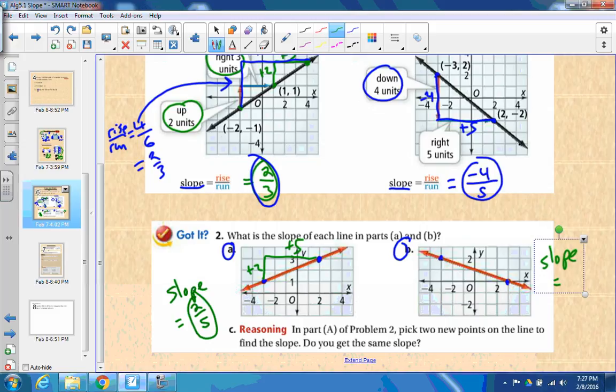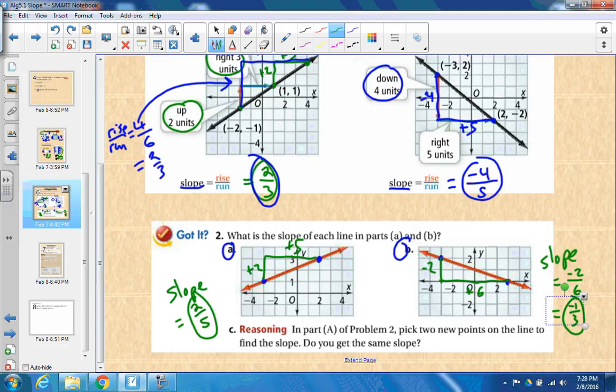And then for B, it looks like we're going down to get from right to left. So down 2, -2, and over 1, 2, 3, 4, 5, 6. So the slope would be negative, or sorry, not -6, plus 6. So it's +6, you're going to the right. -2 over +6, which reduces to -1/3. So the slope of that one is -1/3.